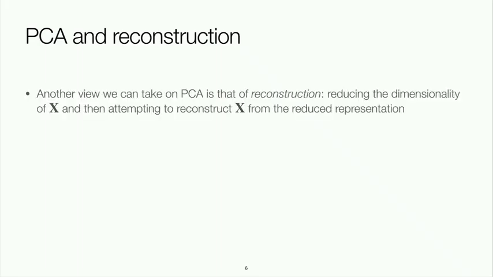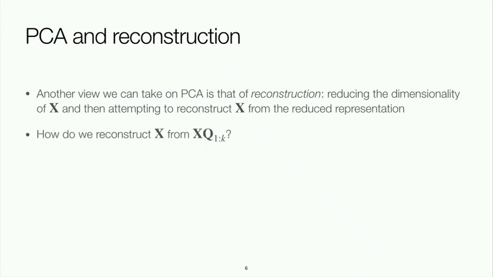So another view that we can take on PCA is called reconstruction. Basically, we reduce the dimensionality of x from d dimensions down into k dimensions. And then we can attempt, from that k-dimensional representation, to reconstruct what the original d-dimensional x was. Okay? You can't do this perfectly in general, because there's more information in a d-dimensional space than there is in a k-dimensional space. But you can ask, at least for my data set, what's the best that I can do in terms of going down into k dimensions and then trying to go back up into d dimensions and figure out what my original data was.